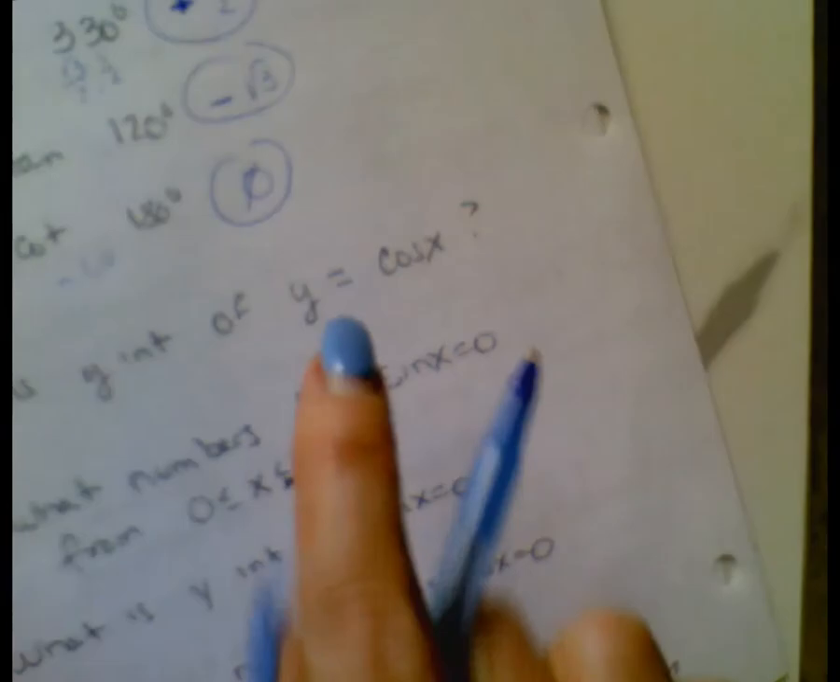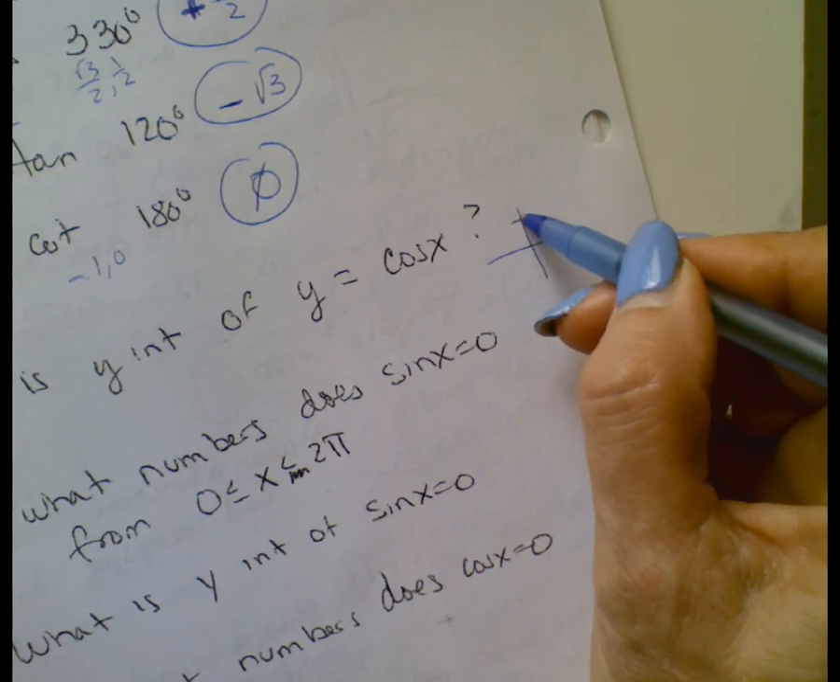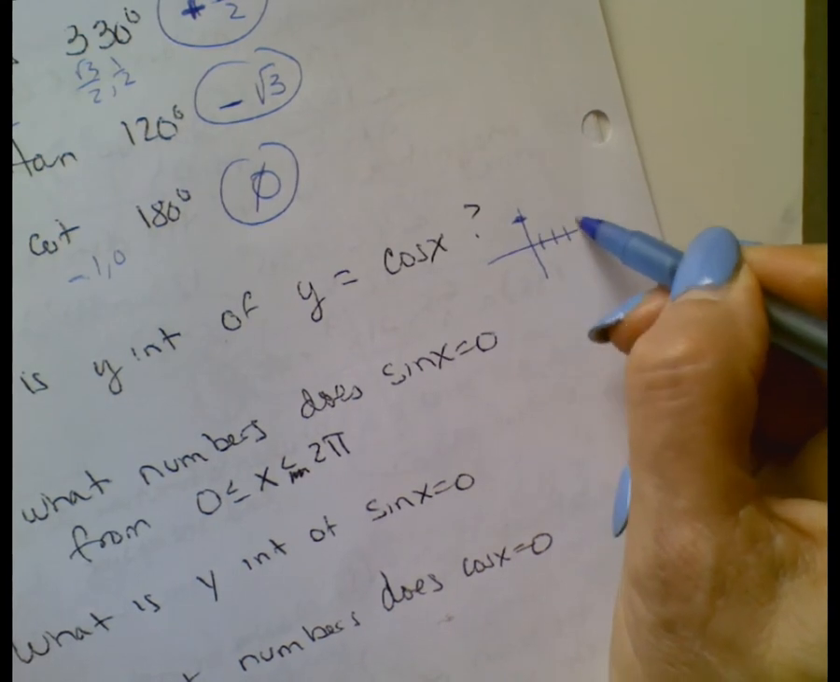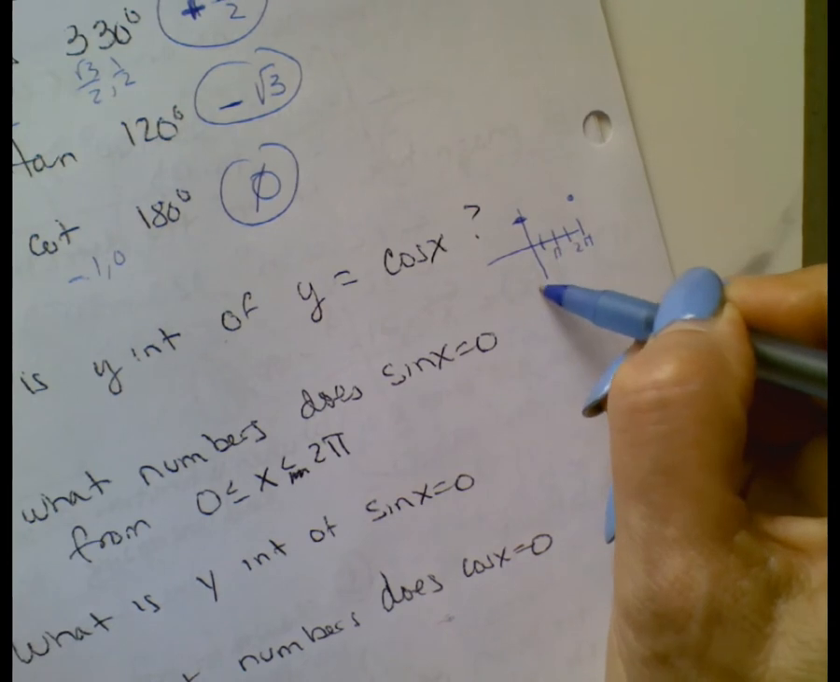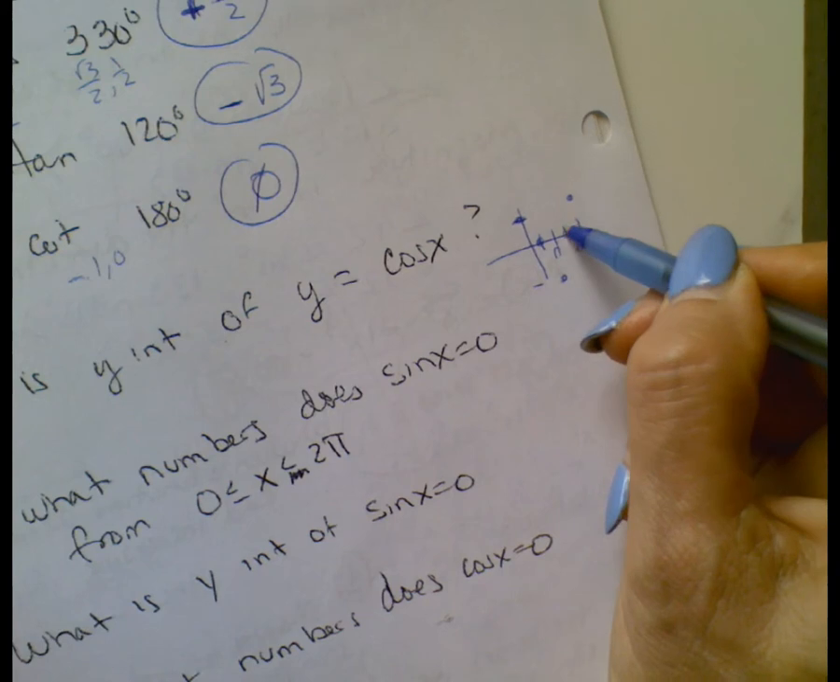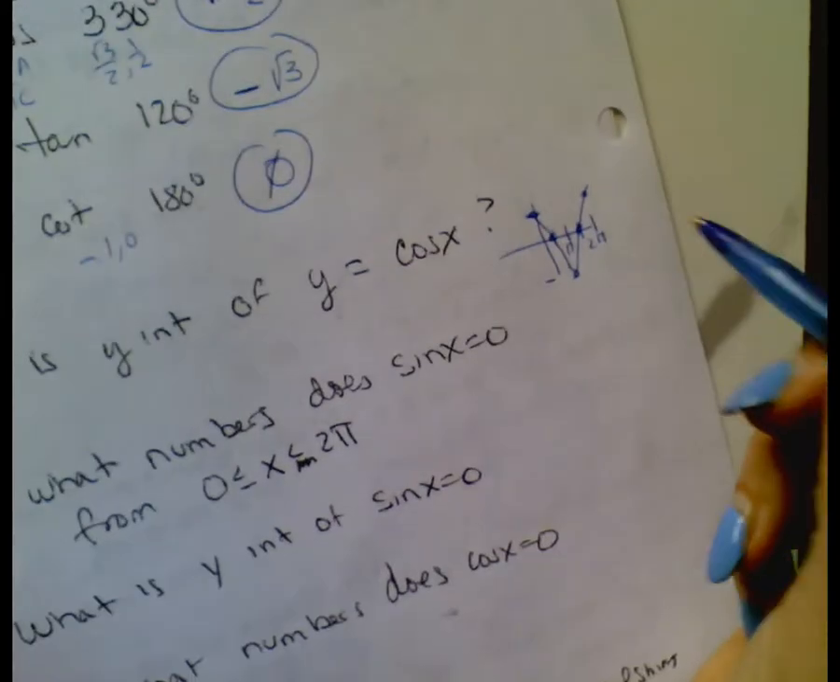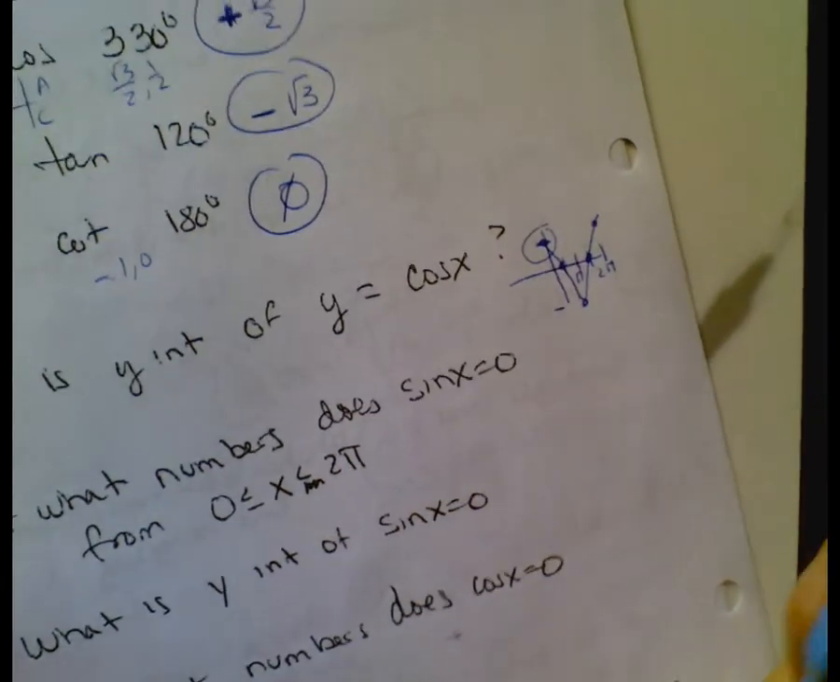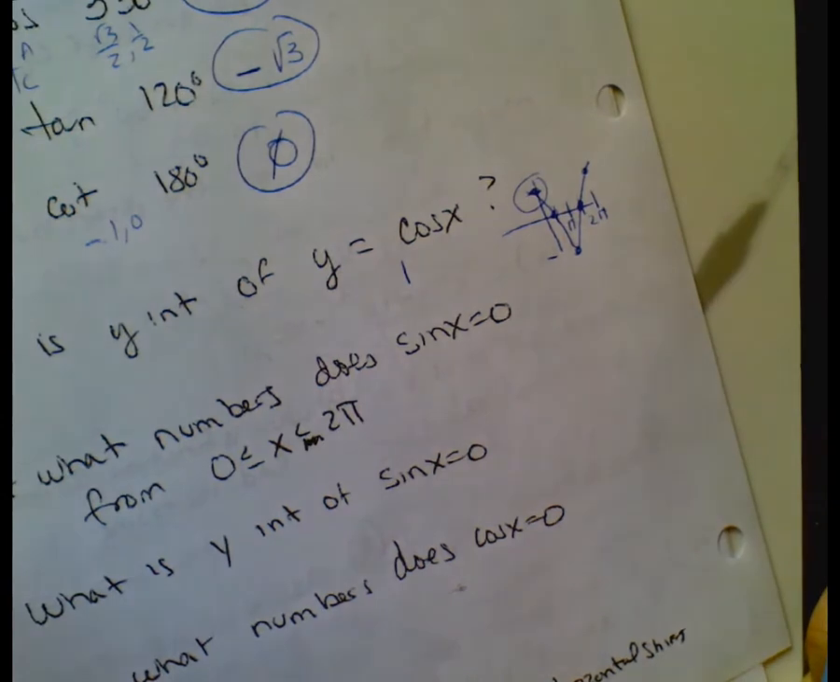What is the y-intercept of cosine x? Cosine starts high at 1 and ends at 2 pi. So at pi, it's at -1. So at the halves, at half pi, it's there. This is what one cosine wave looks like. So when it says what is the y-intercept, it's 1. It's where it crosses the y-axis.